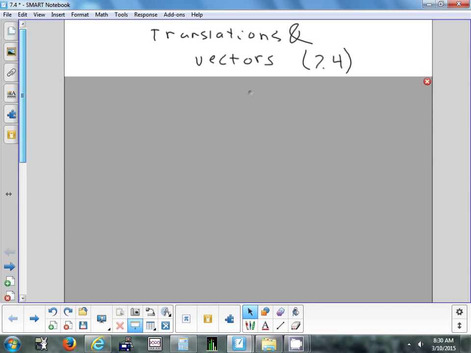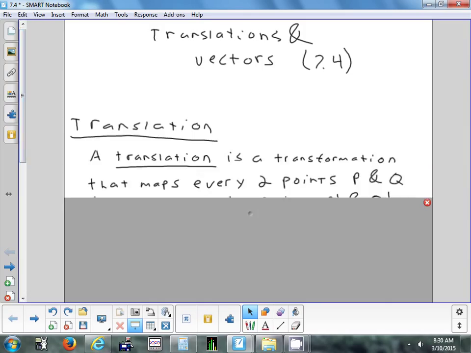All right, so today we're going to look at our last section on transformations that we haven't studied yet, and that's a translation. Okay, so we did reflections, we did rotations, and now we'll look at the translations.